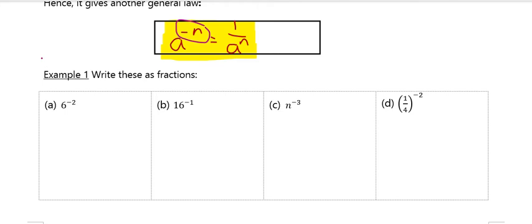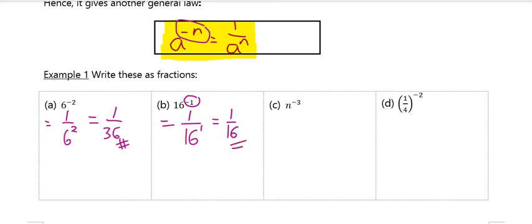When you see part A, 6 to the power of negative 2, it becomes 1 over 6 squared. And as you know, 6 squared means 6 times 6, so the answer is 1 over 36. So that's the first part. For the second part, you have negative 1 as the power of 16. Same idea: 16 becomes its reciprocal, and 16 to the power of 1 is just 16. Alright, so that's the answer.